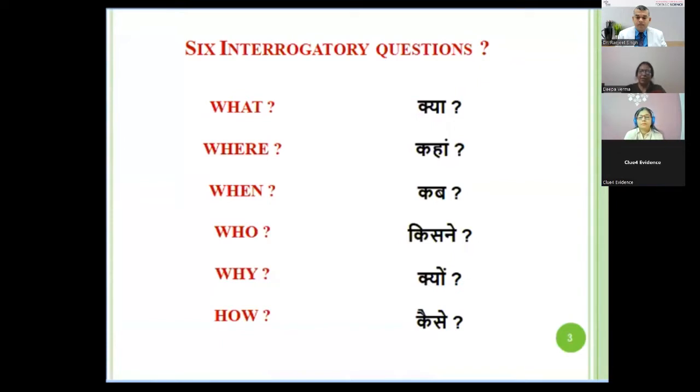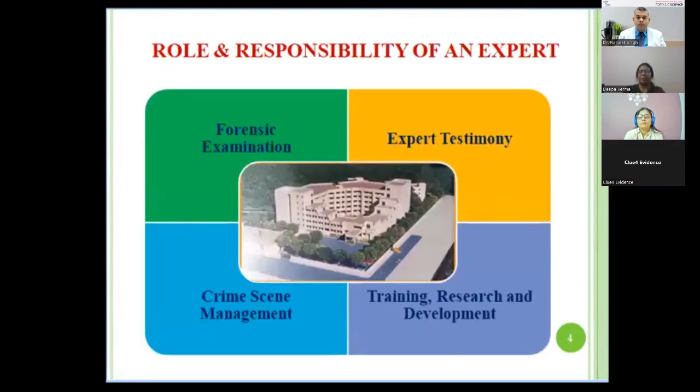In document examination, there are six interrogatory questions: what is it, where it happened, when it happened, who has done it, why it has occurred, and how it has occurred. This is not only for forensic document examination, this is for all fields of forensics, where these six interrogatory questions are required to be answered, and we go step by step to solve the case or crime.